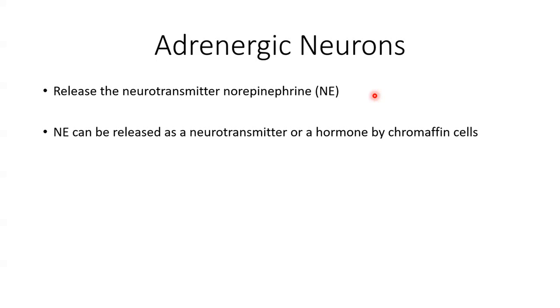So adrenergic receptors can bind both norepinephrine and epinephrine. And the norepinephrine can either be released as a neurotransmitter or as a hormone. So either by a neuron or by those chromaffin cells in the adrenal medulla.